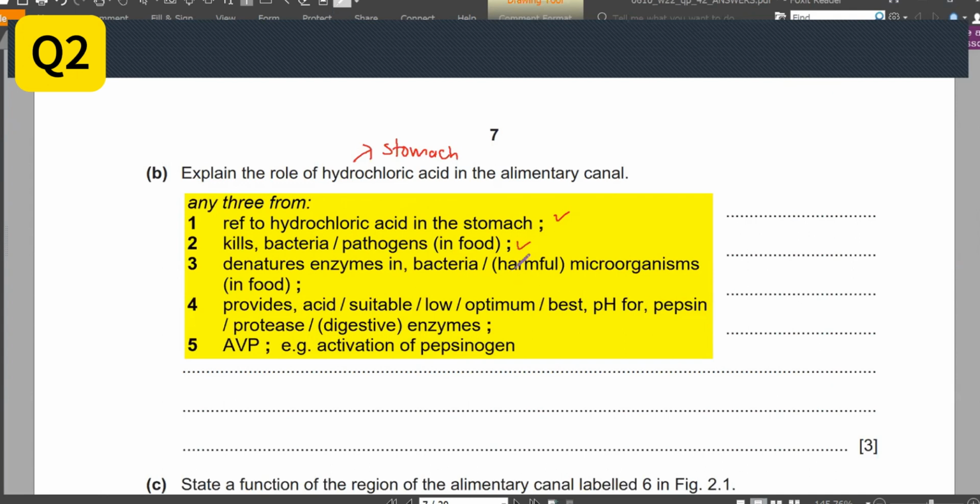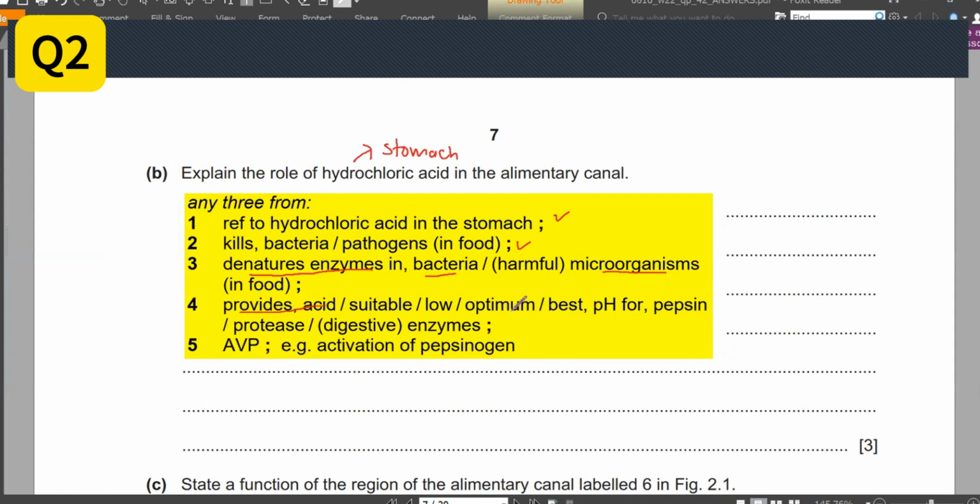One of the main functions: it is highly acidic, very corrosive, very damaging to the bacteria and pathogens. It can denature enzymes in bacteria and microorganisms. So one of the ways it kills the bacteria or pathogens is by denaturing the enzymes in the bacteria or microorganism.